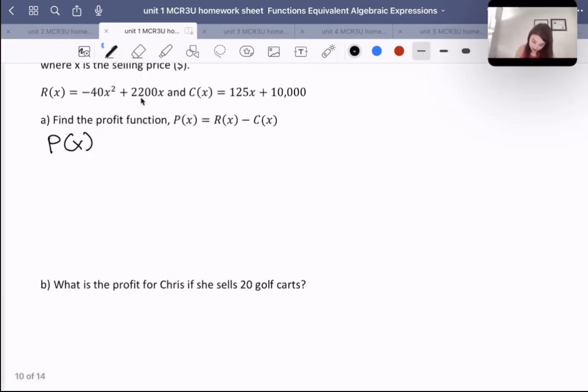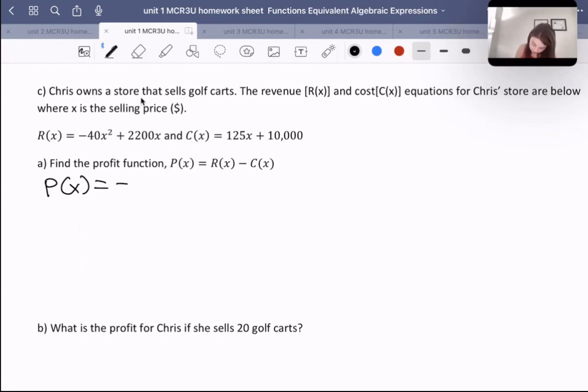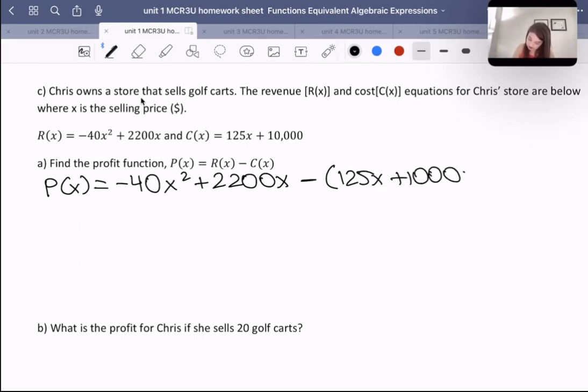Okay, so P of x is equal to R of x, which we know R of x is minus 40x squared plus 2,200x, and then minus the cost. So minus 125x plus 10,000. Okay, so first things first, we need to distribute this minus through both of these because we are subtracting here. We're not adding revenue and cost. We have to take the revenue and get rid of the cost to find what's left over, what's the profit.